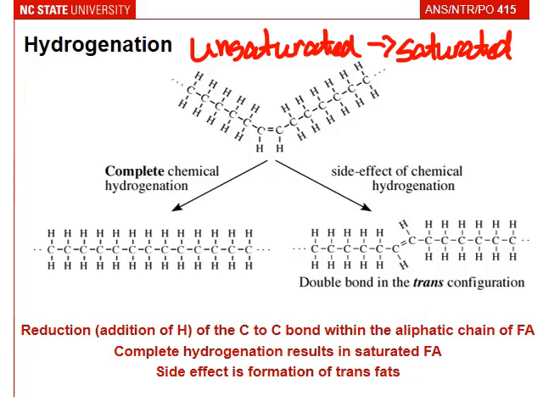Well, especially in the food industry, the margarine industry, back in the 80s when it was discovered that saturated fat was bad, they needed to come up with an alternative. So it was shown in the 80s that the greater the saturated fat in your diet, the more at risk you are for atherosclerosis. So therefore, the food science industry decided that they would hydrogenate the unsaturated fat and basically make margarine.